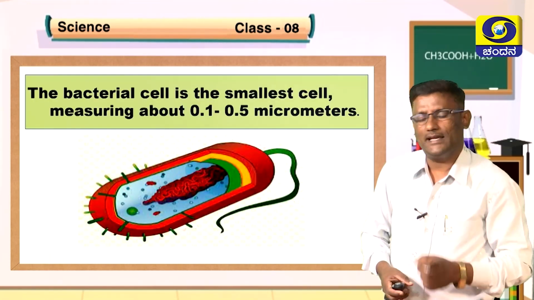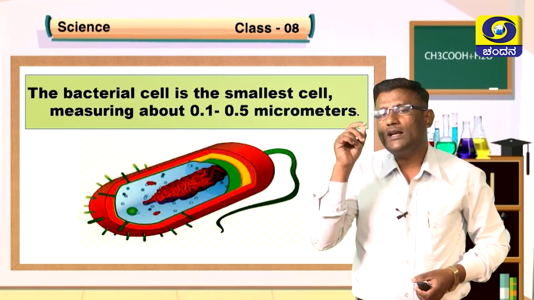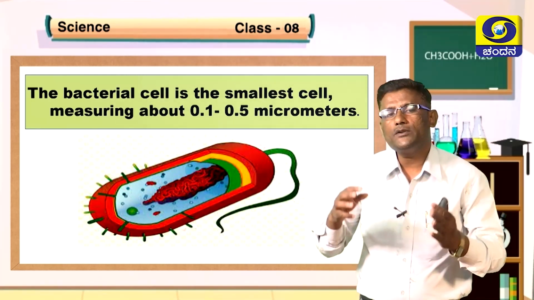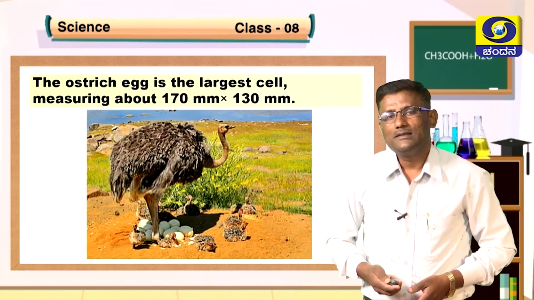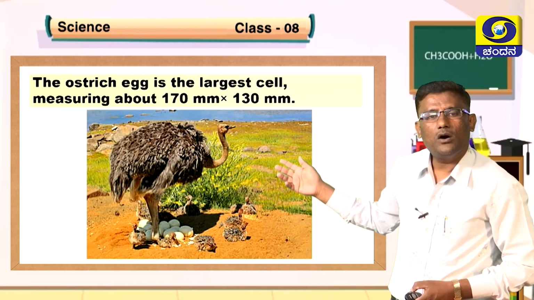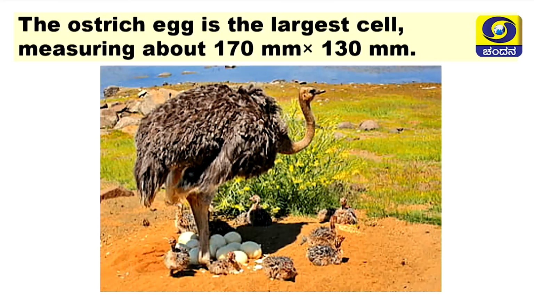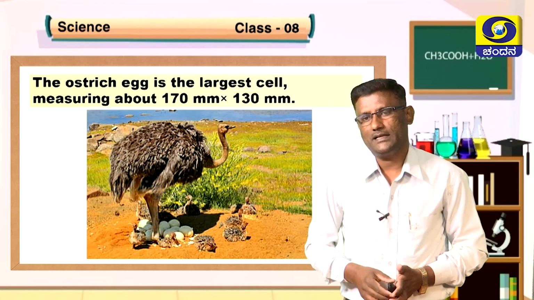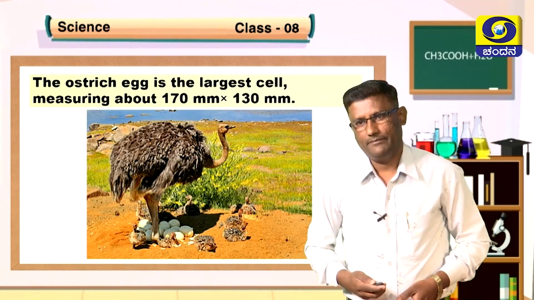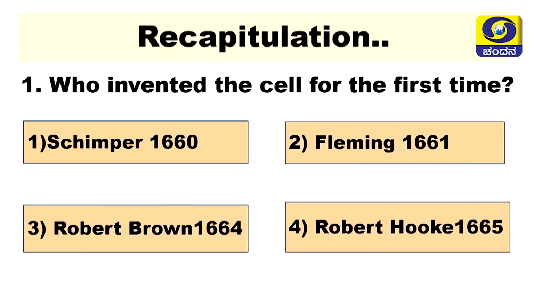The bacterial cell is the smallest cell and measures about 0.1 to 0.5 micrometers. Similarly, the ostrich egg is the largest cell and measures about 170 millimeters by 130 millimeters. The ostrich egg is big enough that we can observe that cell with our naked eye. To answer these questions, we will recall the concepts.